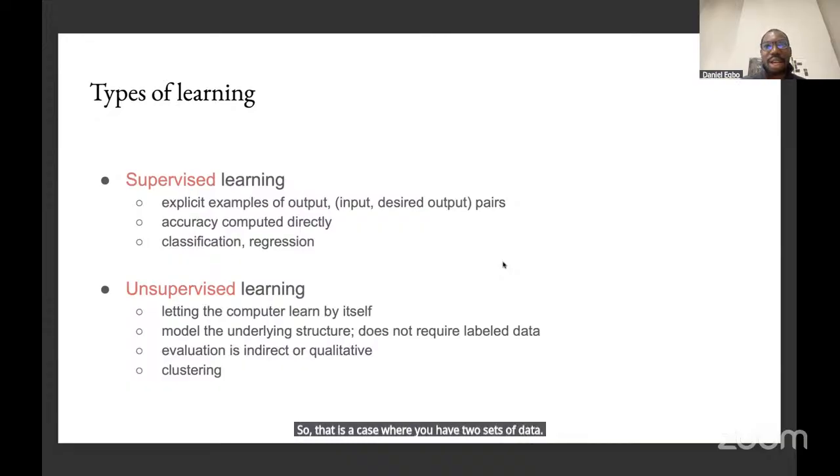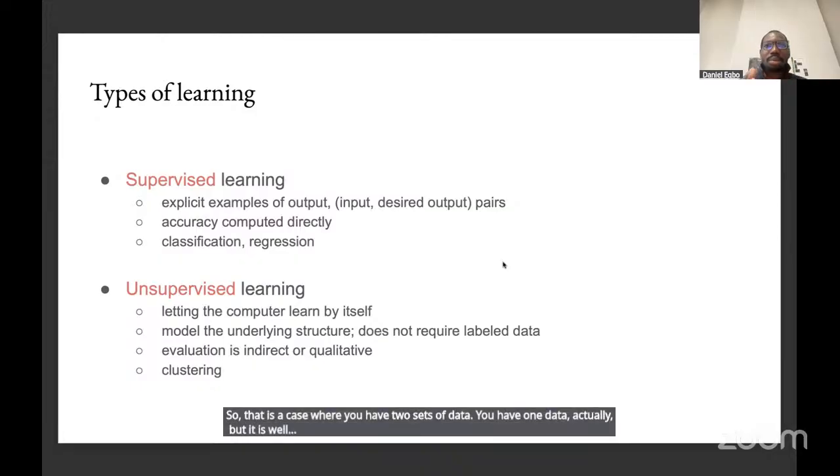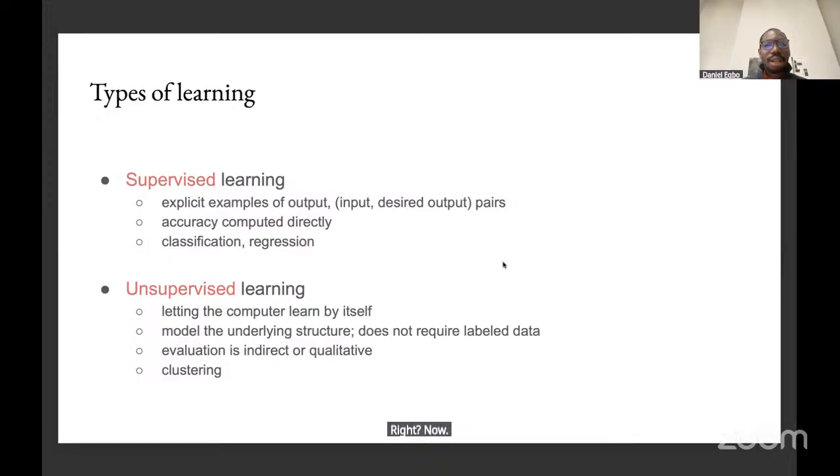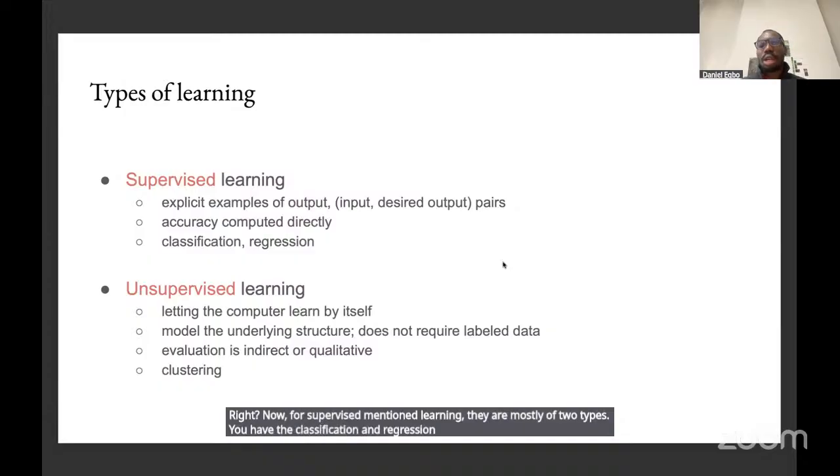You have one data set, but it is well prepared such that it has the features and the labels, or what you might call inputs and outputs, right? Now, for supervised machine learning, they are mostly of two types. You have the classification and regression problems in supervised machine learning.